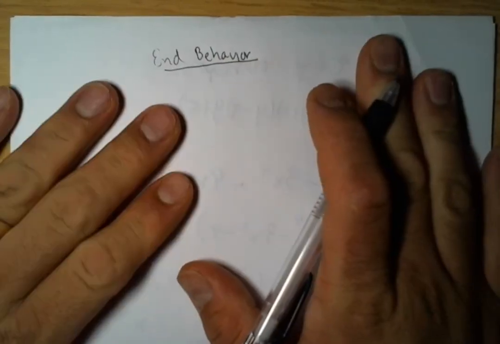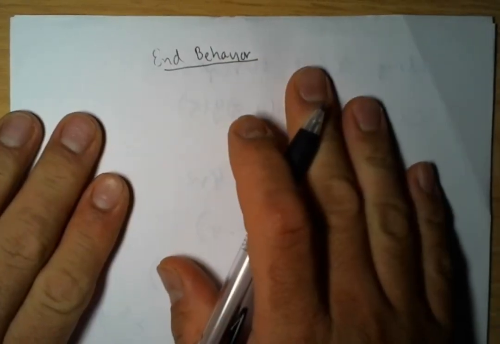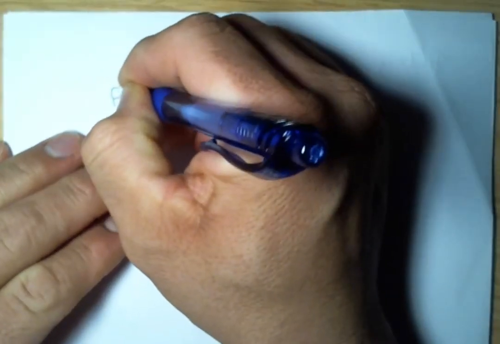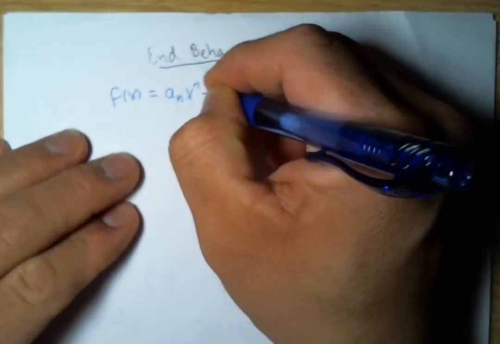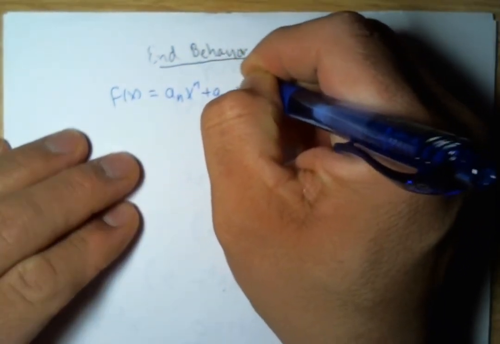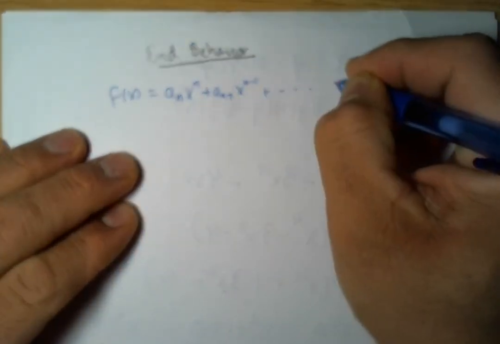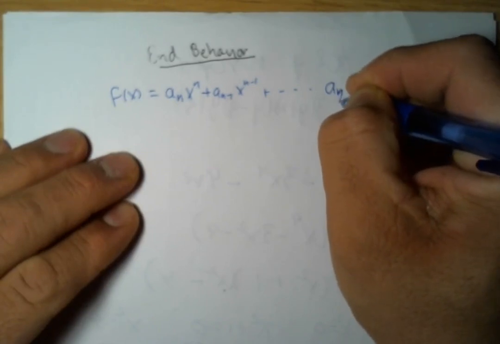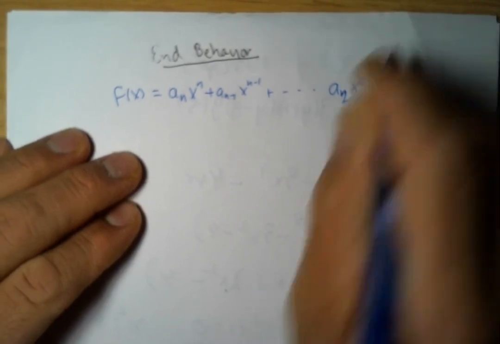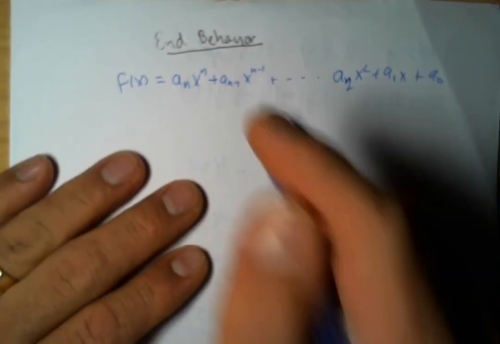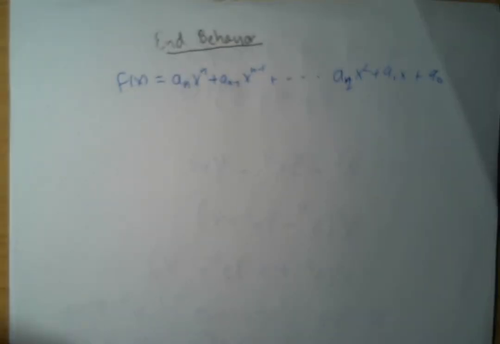Okay, so in this video we're going to go over the end behavior of our polynomial functions, and this was discussed in the previous module as well. Now in terms of our polynomial function, it looks something like this. What determines end behavior is always the leading term, right?